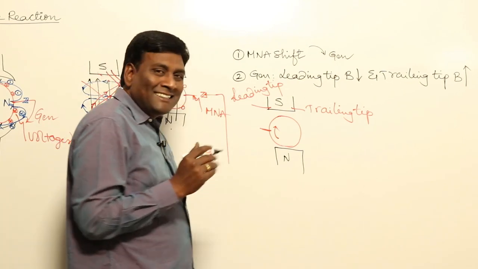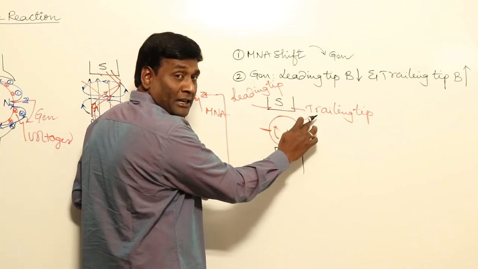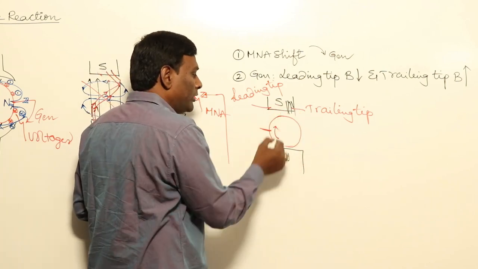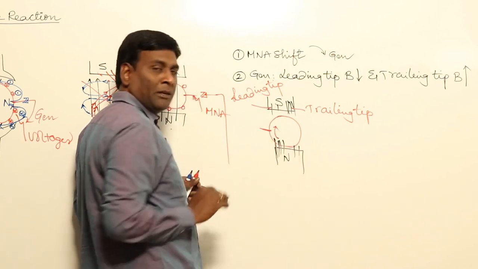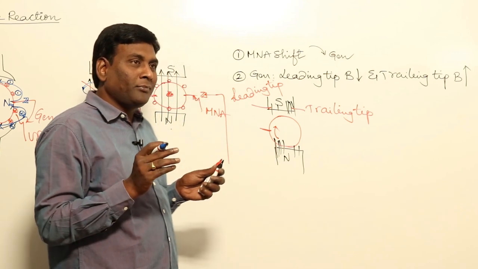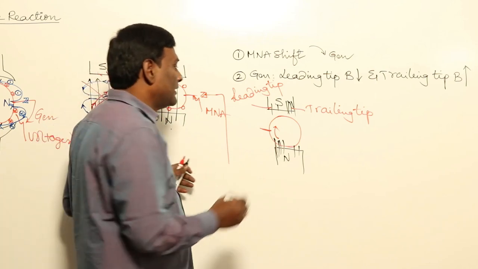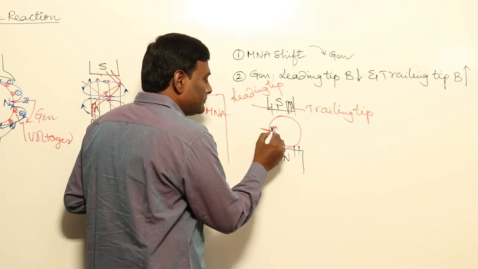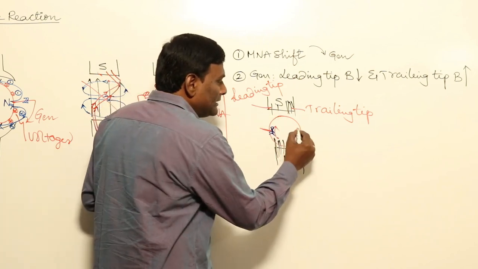Now, because of flux density increment, what will happen? For example, here this is going to be the trailing pole tip. So here flux density became more, here flux density became less. Now, in many guys' mindset this particular doubt will be there. Focus here. For example, I'm sitting here. So this rotor is getting rotated in this direction.